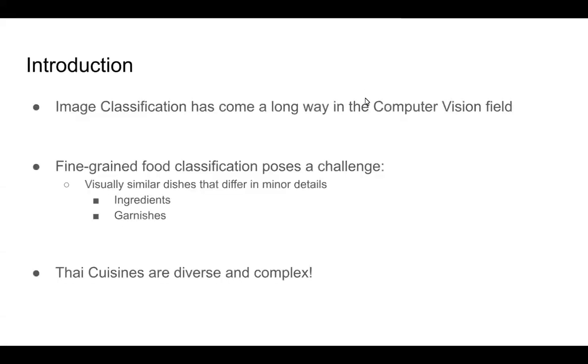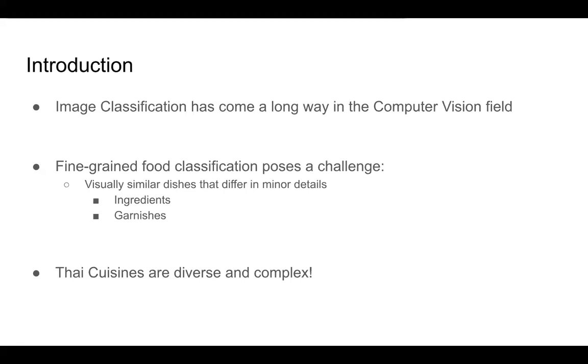Image classification has come a long way in the computer vision field. We started with vanilla CNN, moved to huge and deep models like ResNet, GoogleNet, DenseNet, and now even to Vision Transformer. But we're mentioning this because we are going to borrow some of these models and use them in our work. In this project, we are focusing on a very specific sub-problem of image classification.